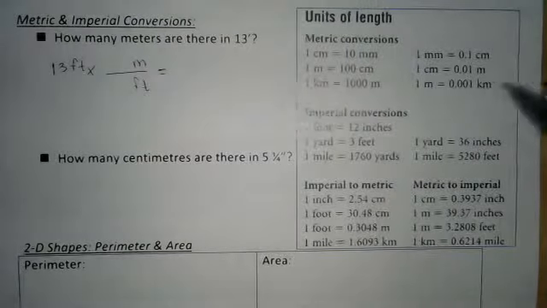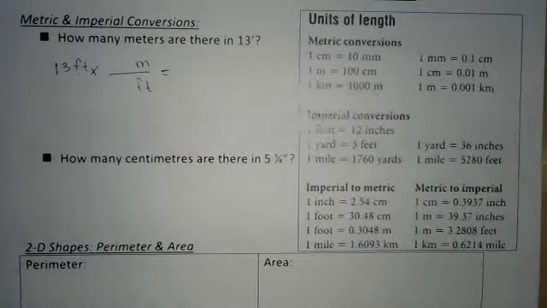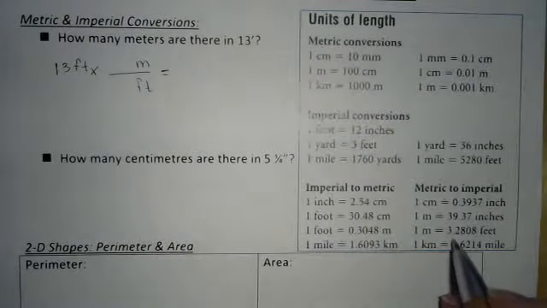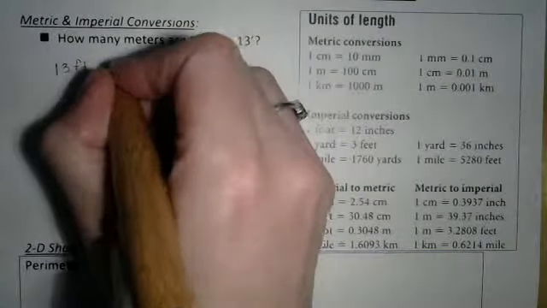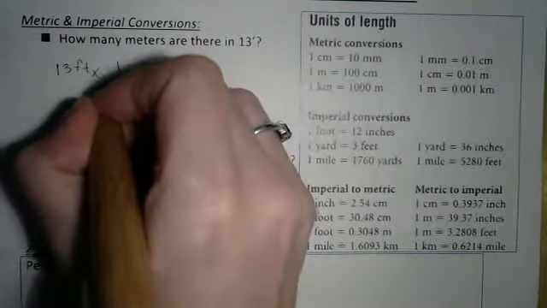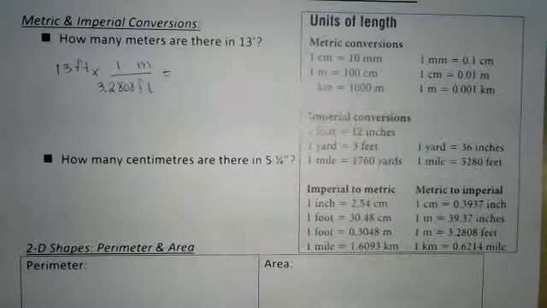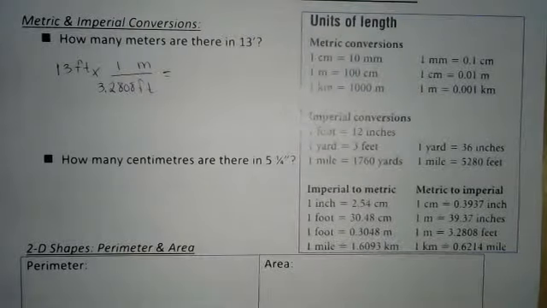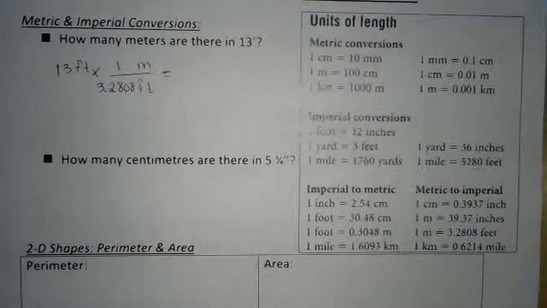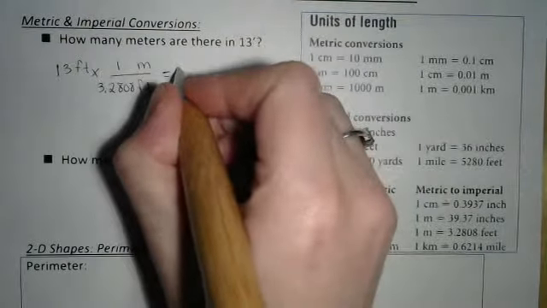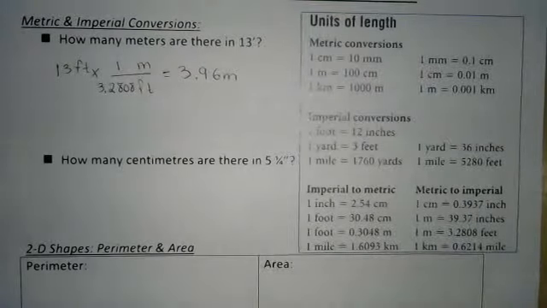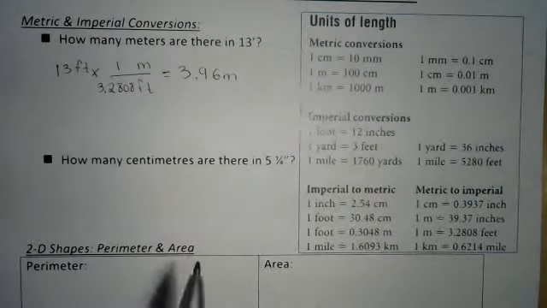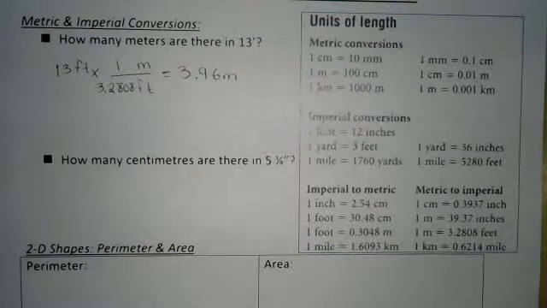So we have to find the relationship between feet and meters. If we look in our table here, this one's going from metric to imperial. Okay, 1 meter equals 3.2808 feet. So for every 1 meter, we have 3.2808 feet. Perfect. Now we can do our calculation. Punch it into the calculator: 3.96 meters.